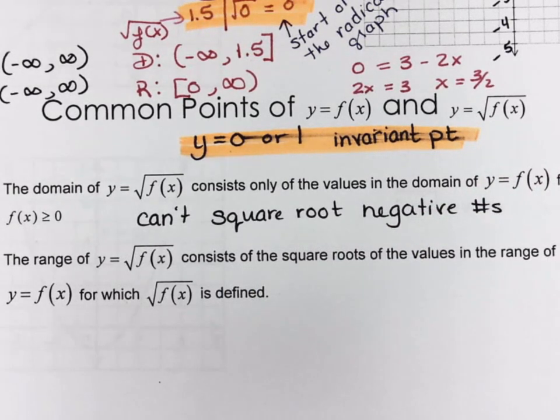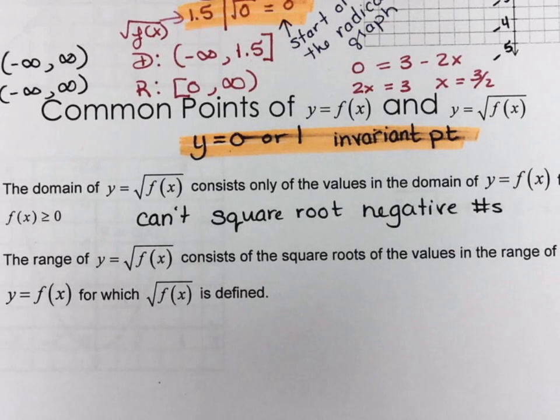We know that. We're smart people. We just don't usually read it like this. The range of the root function consists of the square roots of the values in the range of the original function where f of x is defined. So all that means is you're square rooting the y's where you can. So we're just square rooting the y values. We did not do anything to the x values. Okay, pretty straightforward, right?